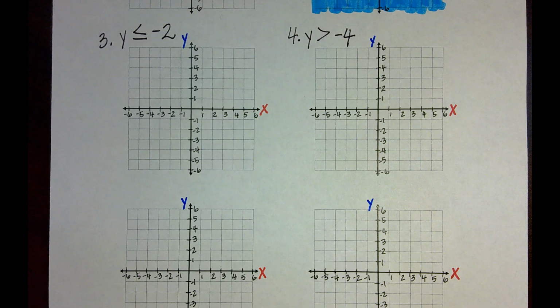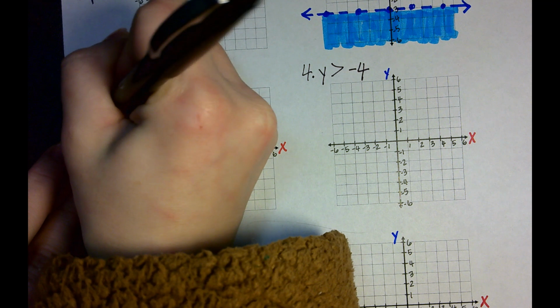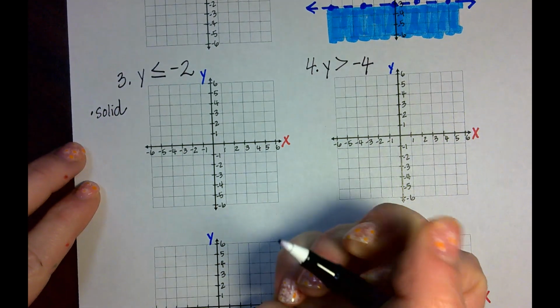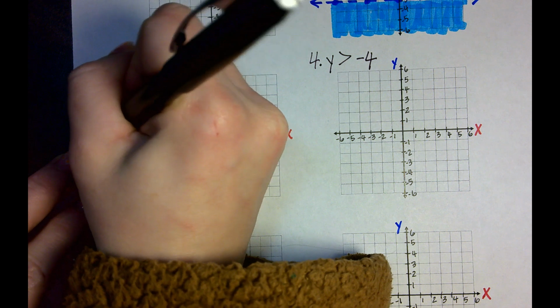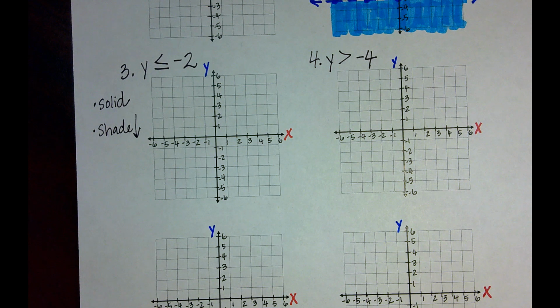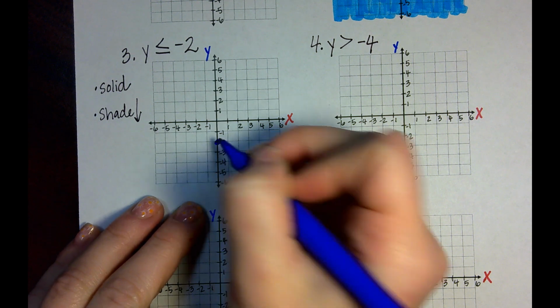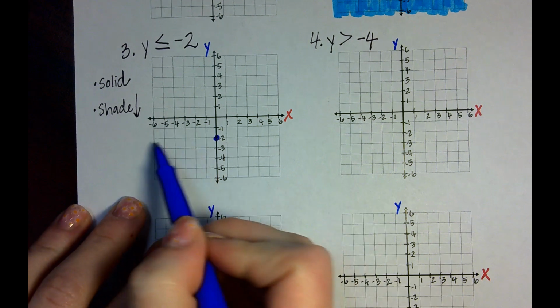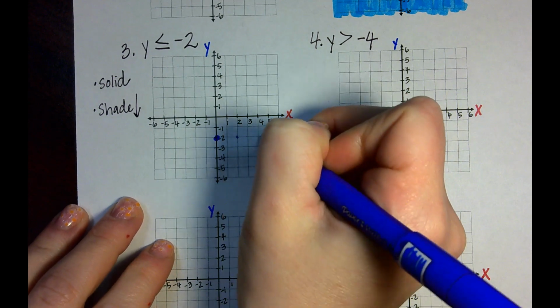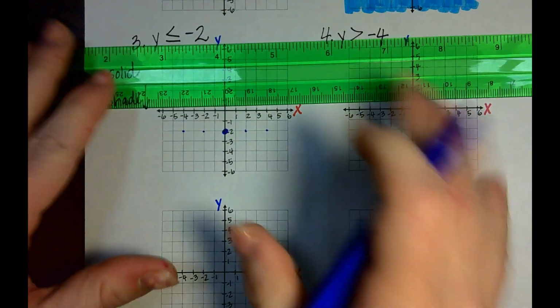So number 3, should our line be solid or dotted? Solid, good. Are we going to shade up or down? Shade down, good. And where is our line going through? -2 on the y-axis, so I can just make a point at -2. And I know it goes straight across. I can make some guiding points if I want. I know it's going to be at -2 no matter where my x is. And it's going to be a solid line.